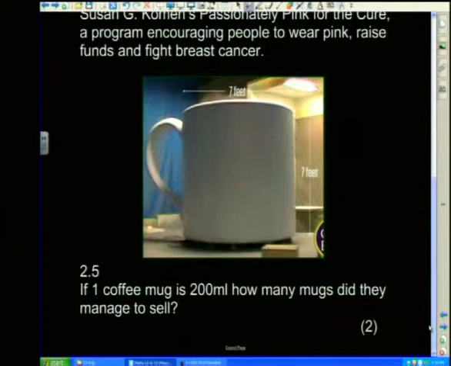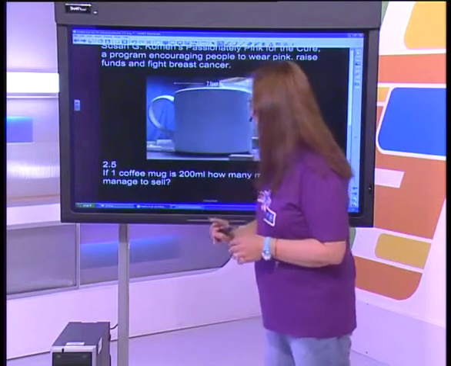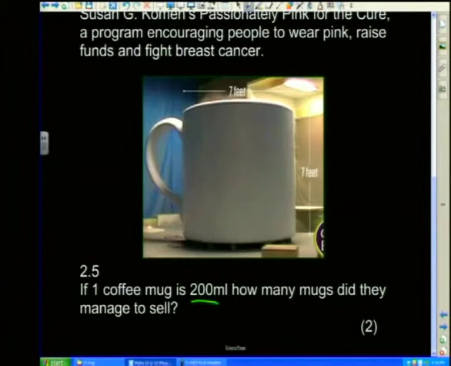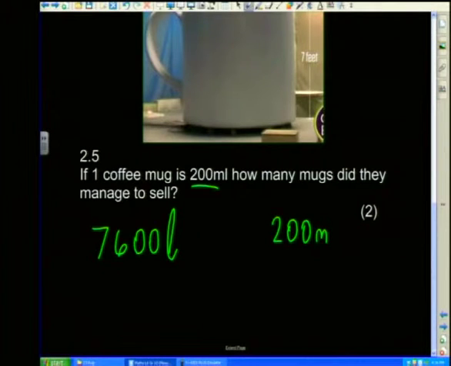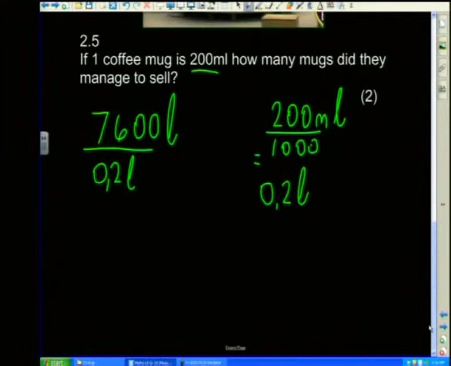Okay, I think we've got enough time to work out how many mugs of coffee. Right, 1 coffee mug is 200 mils. How many mugs did they manage to sell? So we had 7,600 liters of coffee. I can't work in liters and mils, so I'm going to convert 200 mils by dividing by 1,000, as there are 1,000 mils in a liter, to 0.2 liters. If I divide this by 0.2 liters, that will tell me how many coffee mugs they sold.